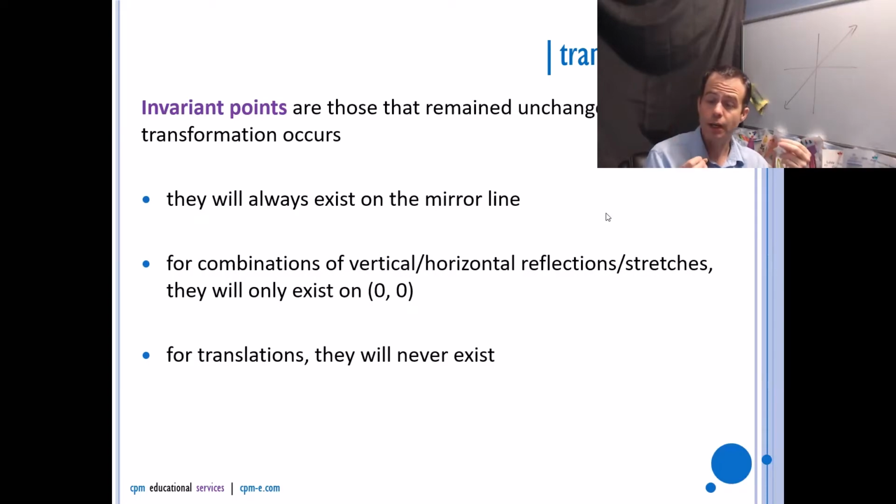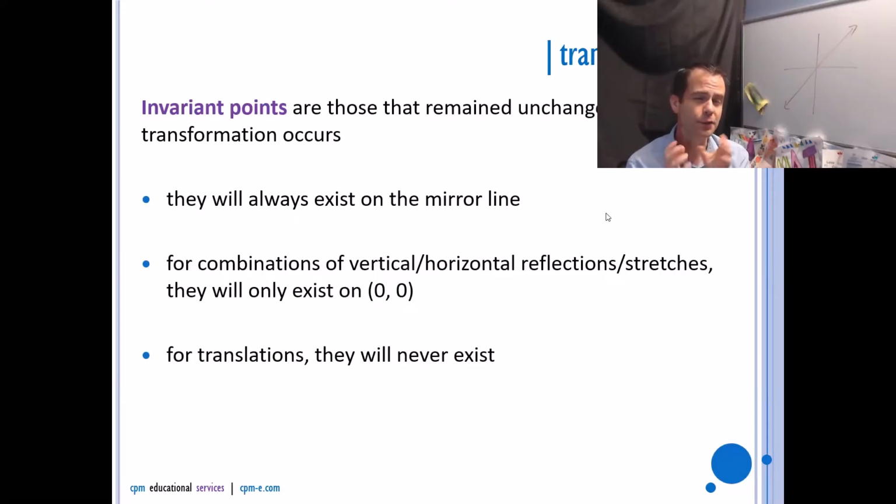For most of that, your invariant points don't exist anymore because your vertical invariant points get undone by the horizontal item and your horizontal invariant points get undone by the vertical item. The only thing that wouldn't change if you have both vertical and horizontal going on would be the origin, which is 0, 0.